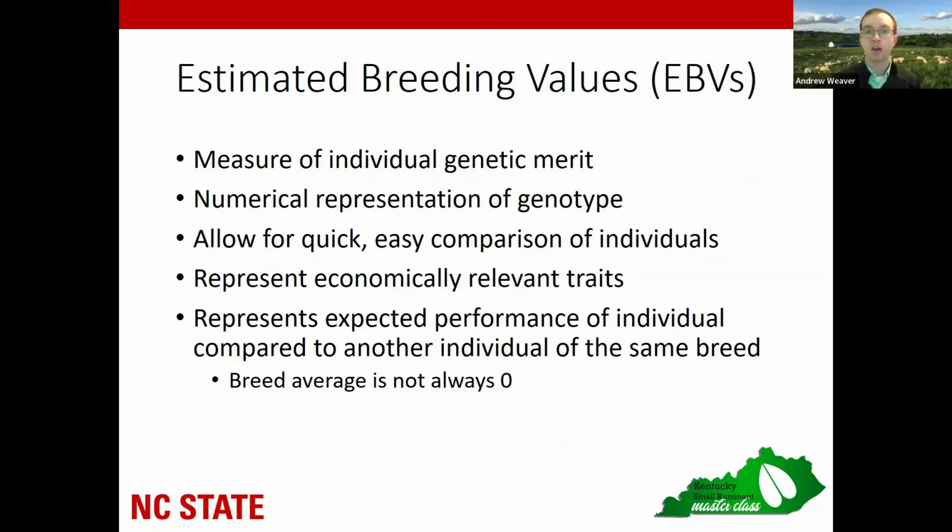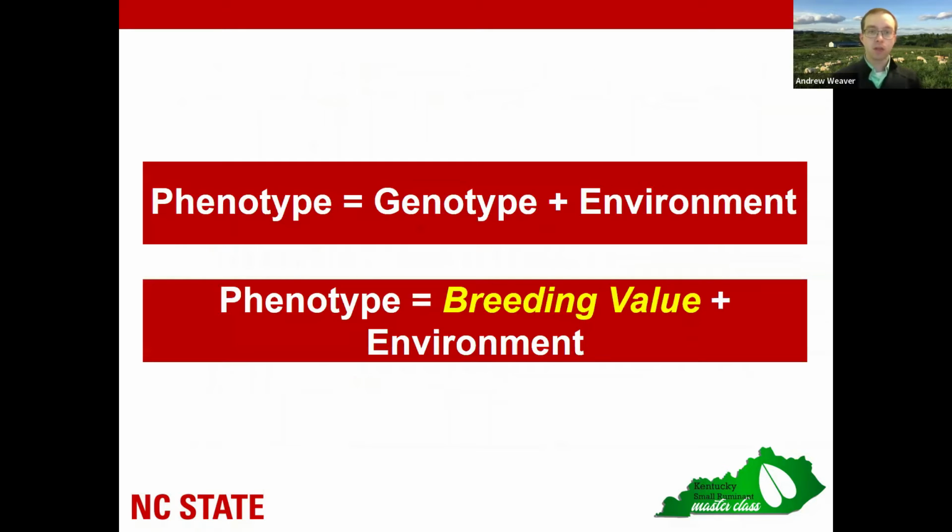Remember, breed average is not always zero, and we'll provide more information about this in future parts. So if we go back to that equation that I provided at the beginning, phenotype is a combination of genetics and environment. We can take these breeding values and insert that breeding value for that genetic component and think about that phenotype being a result of the breeding value of the individual, the genetic merit of the individual, plus the environments that they're exposed to.